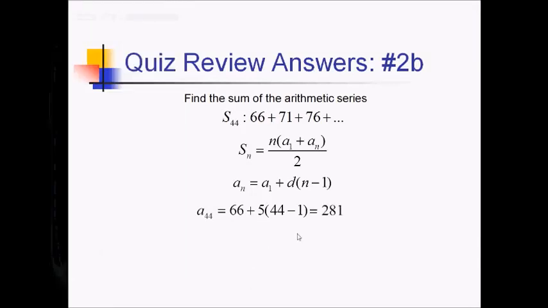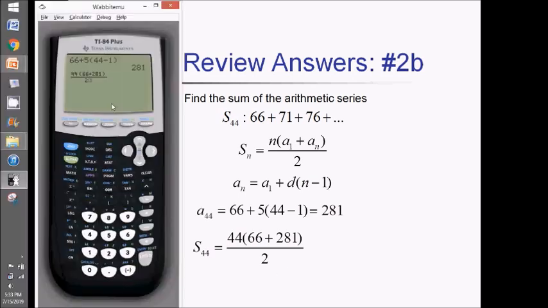All right, so the next thing I'm going to do is plug 44 in for n in the sum formula here, 66 for a1, and for an now I'm going to use this 281 that I just found. So plugging all that in, using my calculator again, all of this is going to come out to 7,634.